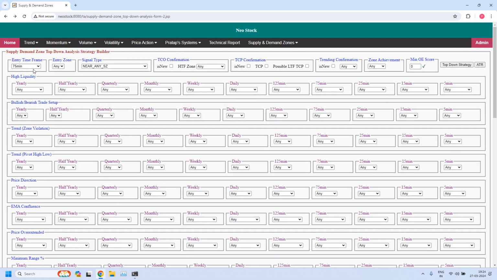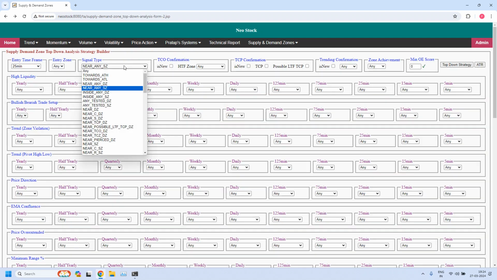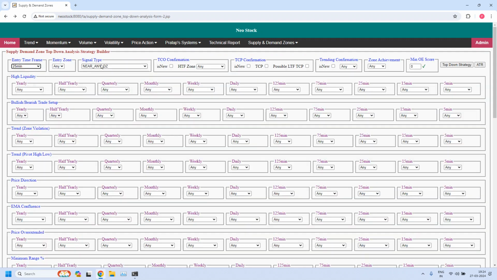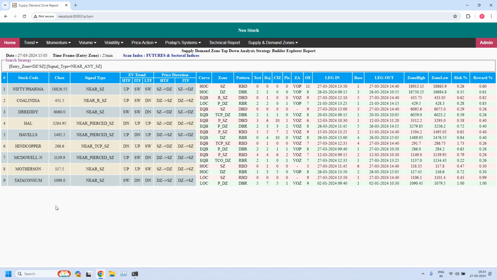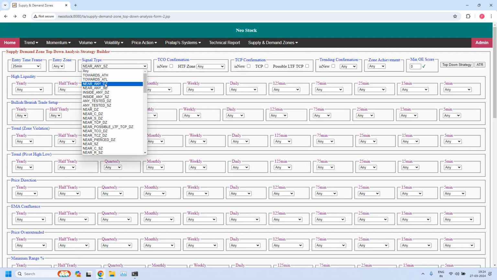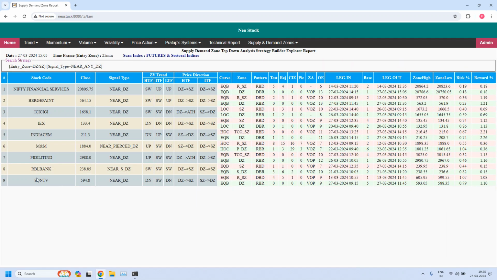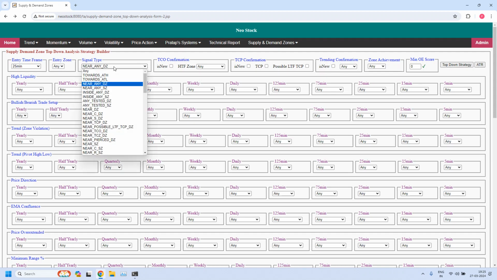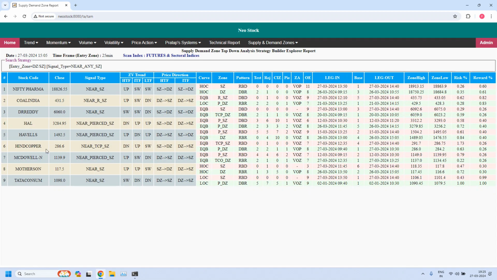So let me go back, changing the time frame to 25 minutes, and let us find the stocks near 25 minutes demand zone. These 9 stocks are filtered. So going back, for 25 minutes time frame, let us find the stocks near 25 minutes supply zone. These 9 stocks are filtered, which are near to the 25 minute supply zone. Demand zone also same, 9 stocks. Let me check. Okay, fine. Demand zone also 9 stocks, and supply zone also 9 stocks.